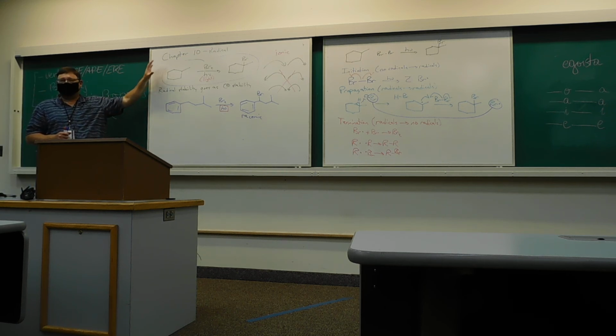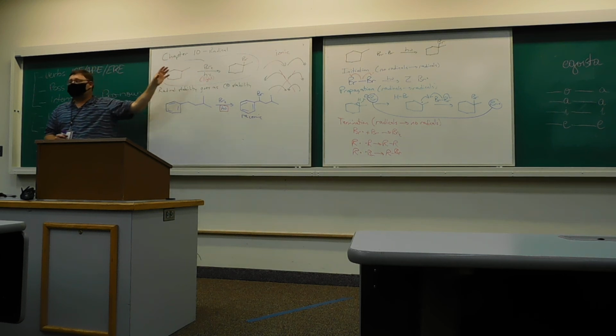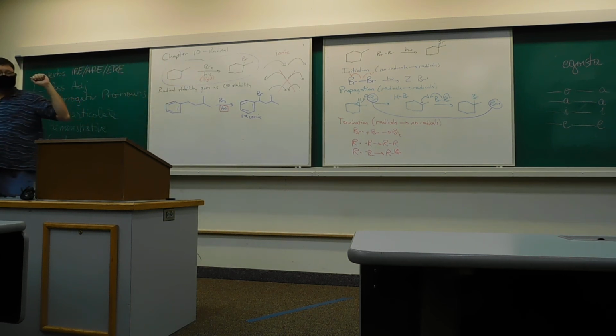All right, so I'm going to finish here. This is all we're doing in chapter 10 before the exam. If you take an organic molecule, treat it with bromine and light, then you get a bromine on the most stable radical.